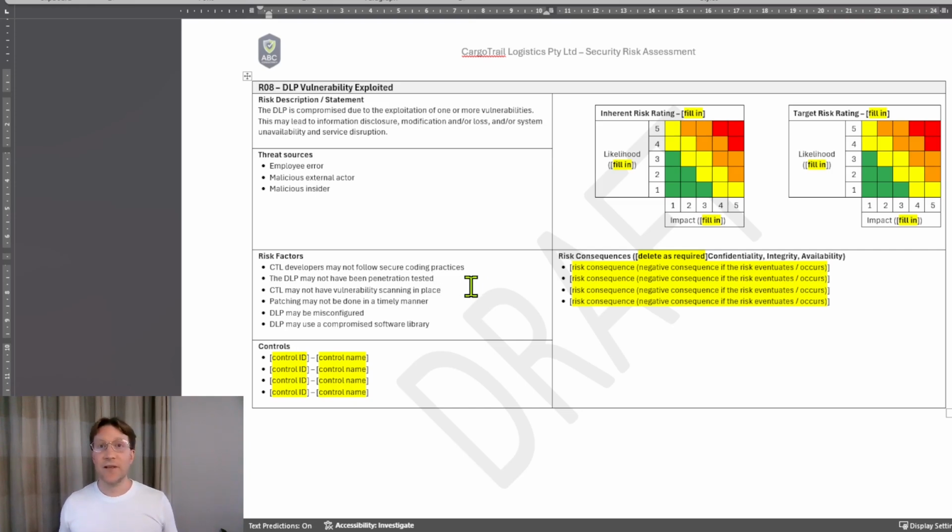CTL may not have vulnerability scanning in place, which is to say, scanning their app to make sure there are no vulnerabilities identified by other people with similar code, with similar code dependencies that may be present in your app. Again, it's trying to learn from other people so that you can preempt something happening to you.